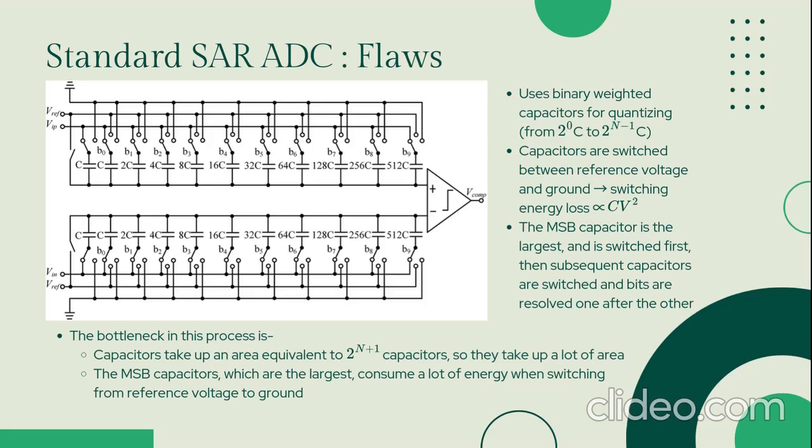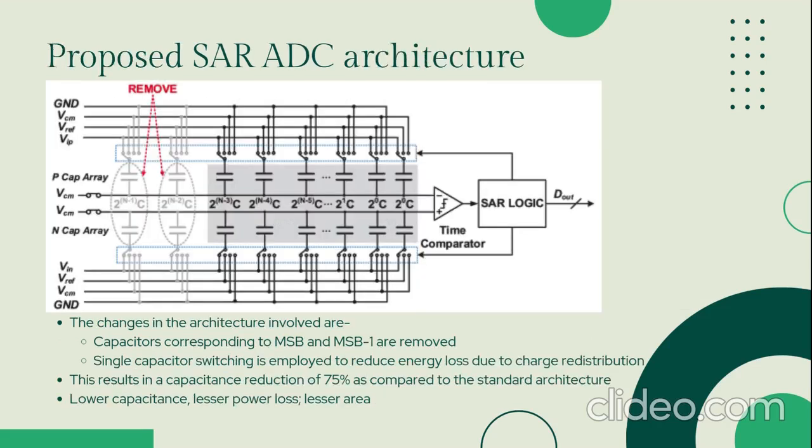The main disadvantages of this architecture are the large size of the capacitors used, which affects the area, and also the charge change and the power loss during the MSB switching, and also the large voltage changes from the reference voltage to the ground and vice versa cause a lot of power loss.